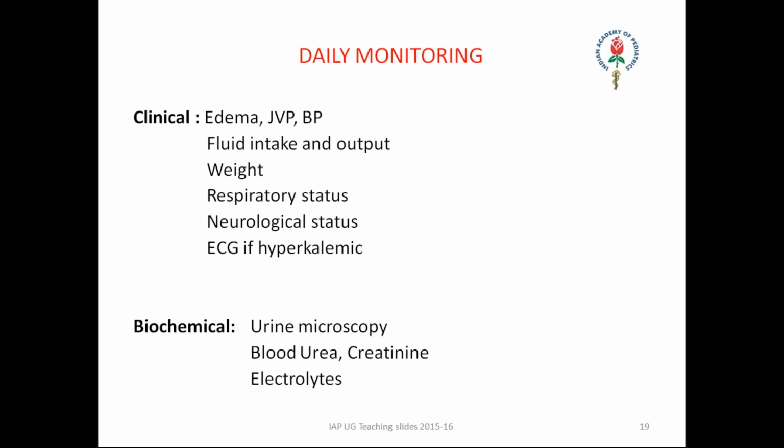So daily, what do you want to monitor? You want to monitor the edema percentage, any respiratory distress or cardiac failure, so pulse and respiratory rate. Look at the JVP and BP. Keep a fluid intake and output chart, so next day's fluid depends on the output chart. Take the weight of the child daily to see whether the edema is decreasing or not. Check the respiratory status and neurological status. In hypertensive encephalopathy you can see decreased neurological status, and do an ECG to see if hyperkalemia is present. Biochemical, do a routine ultrasound, CUE, and RFTs and electrolytes.